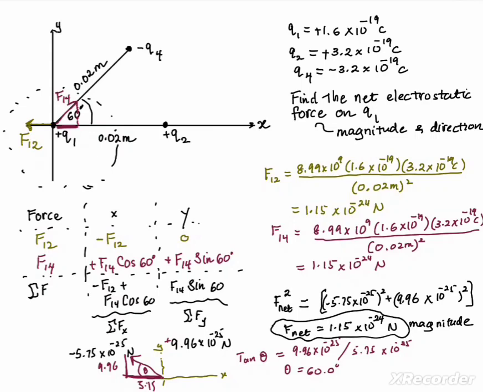So what is this angle from positive x counterclockwise? Which means this is positive x, you go counterclockwise until you hit your net force. So that will be 180 minus that theta. So from positive x counterclockwise, it will be 180 minus theta, so that will be 120 degrees, and that would be the direction.